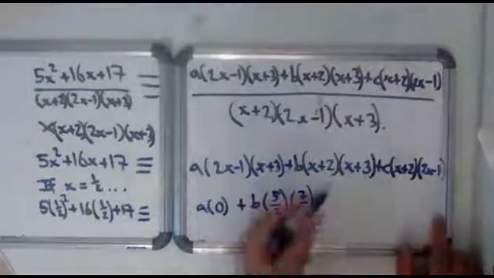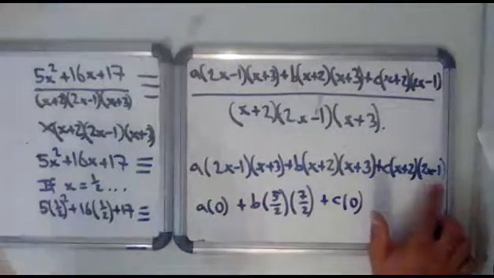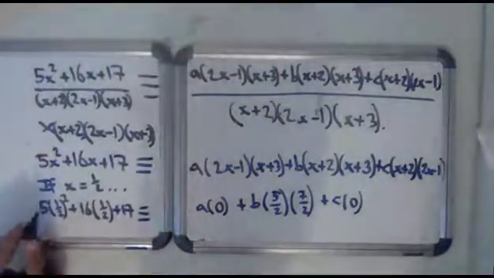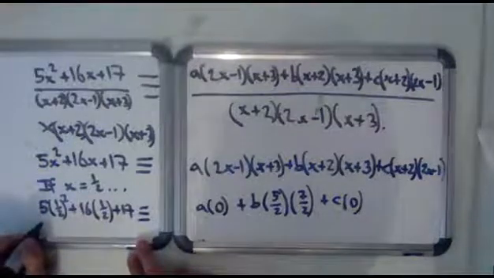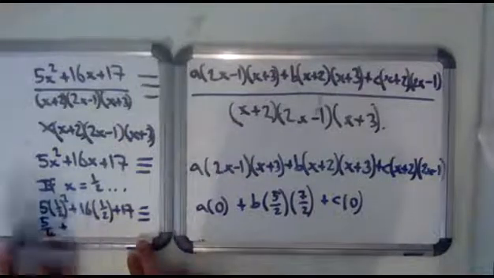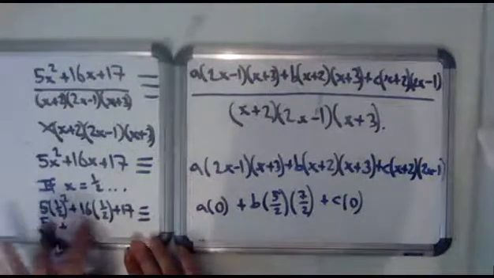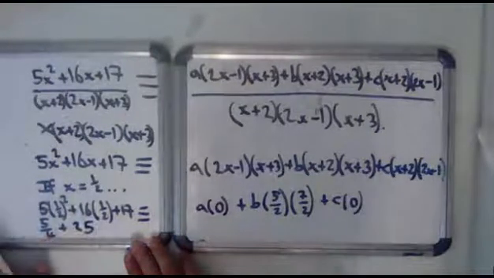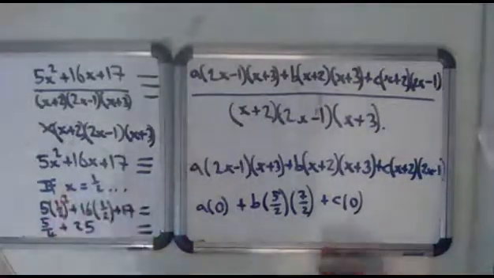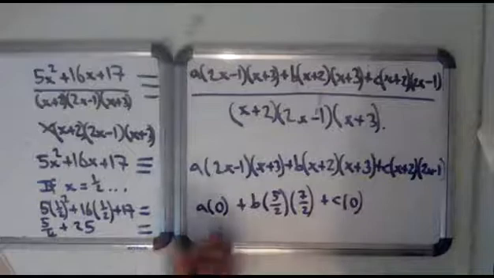Plus c times 0, because when x is a half, 2x minus 1 is 0, so this whole term will be nothing. So a half squared is a quarter, so you've got 5 quarters, 5 over 4, plus 16 times a half is 8, plus 17, so I'll just call that 25. So 5 over 4 plus 25 equals 5 7s are 35, 35b over 4.